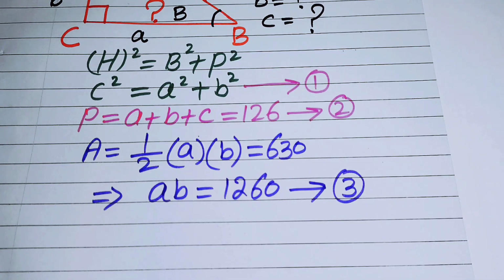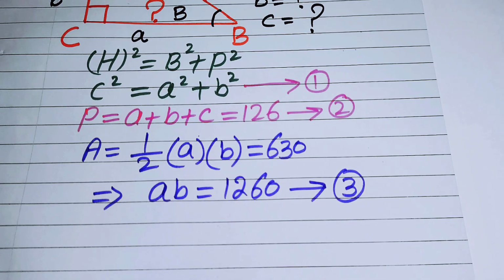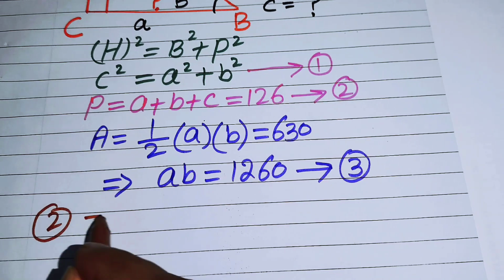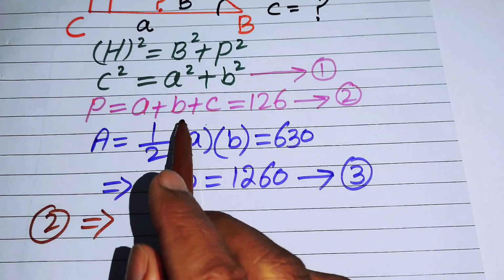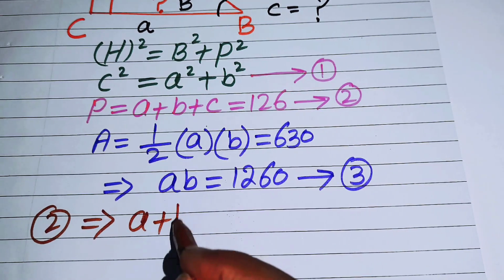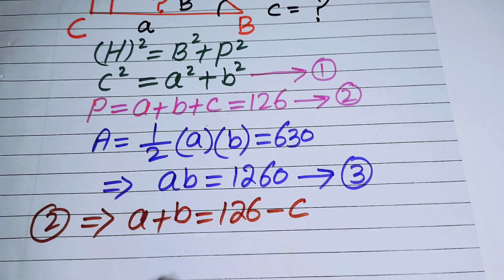So here we have three equations, equation number 1, 2, and 3, and now we can solve these three equations and find the values of a, b, and c. First I write equation number 2. In equation number 2 we move the c to the right hand side, and you get a plus b equals 126 minus c.